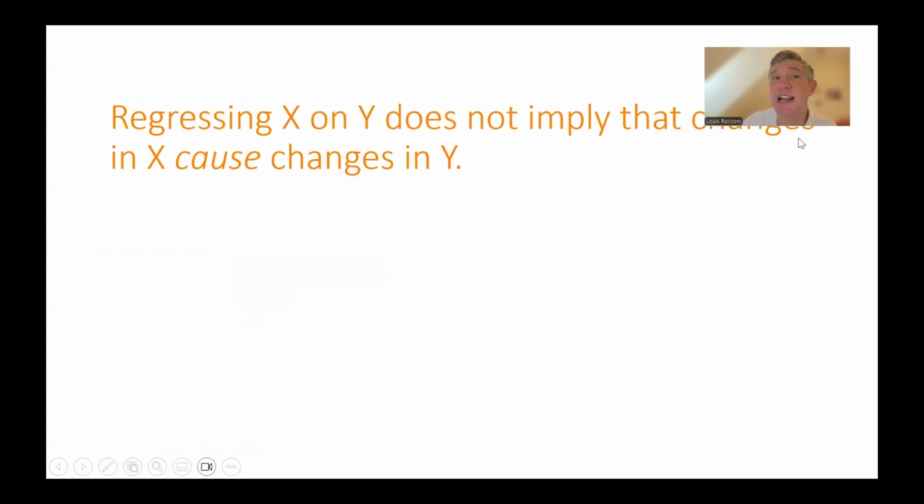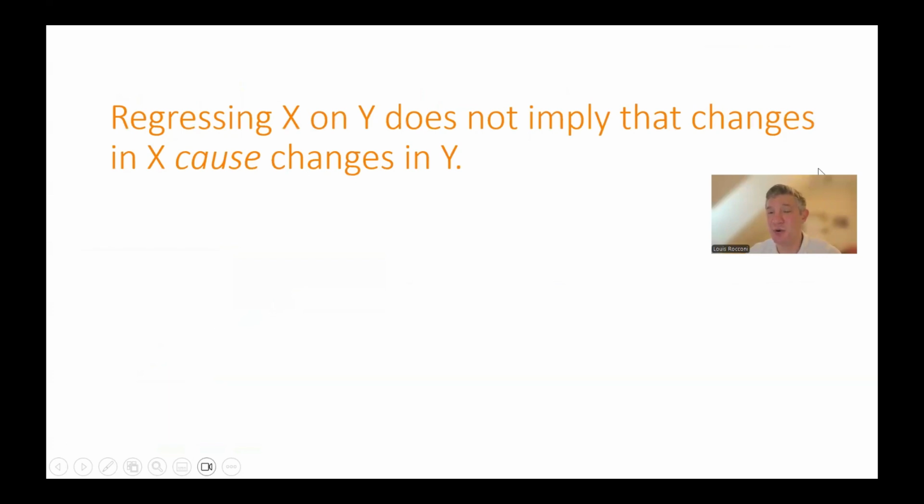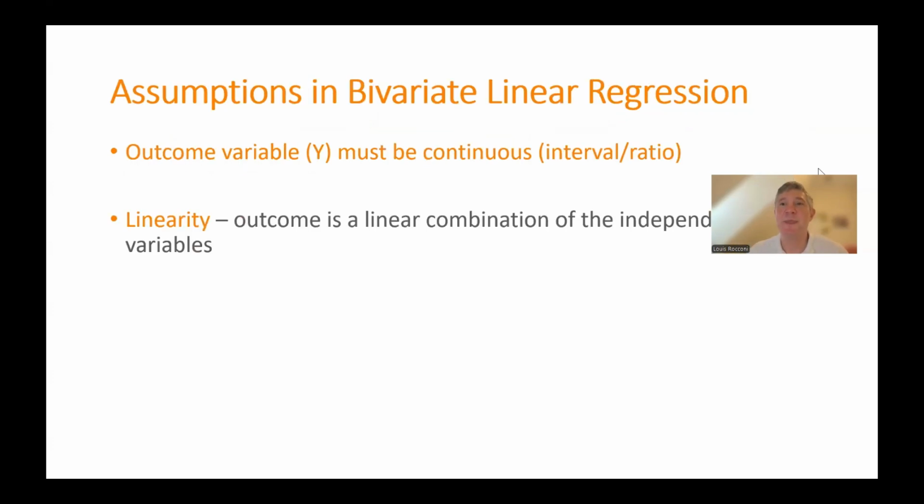Again, same kind of caveat that we had in correlation: regression of Y on X does not imply that a change in X causes the change in Y. When we go to our research design chapter, we'll talk a little bit more about establishing that causal relationship and what conditions must be met in order to do that.